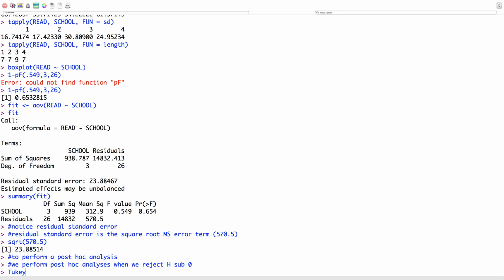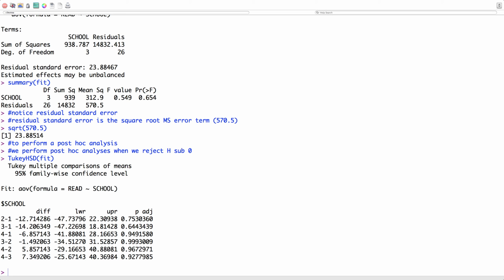So guys, the way you can do that on R is to perform a Tukey HSD. And Tukey, the T has to be capitalized and HSD has to be capitalized. We called our model fit way back here. So we need to type fit. And what it will do, it will come in and give us what it called the family-wise confidence intervals.